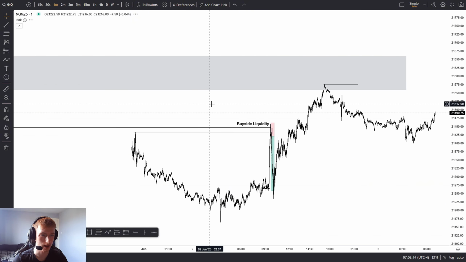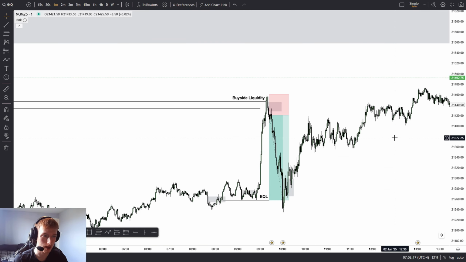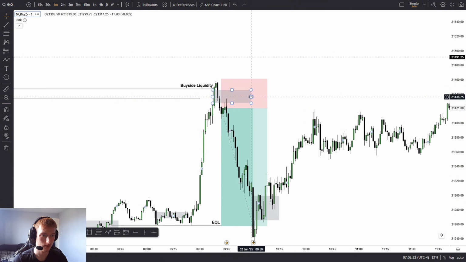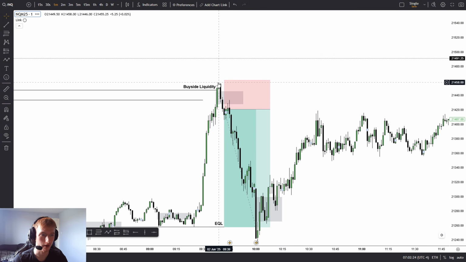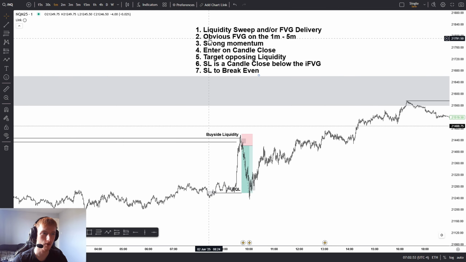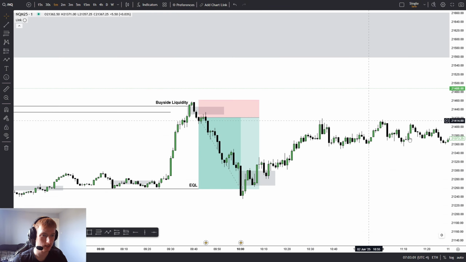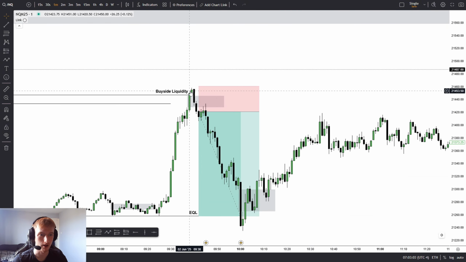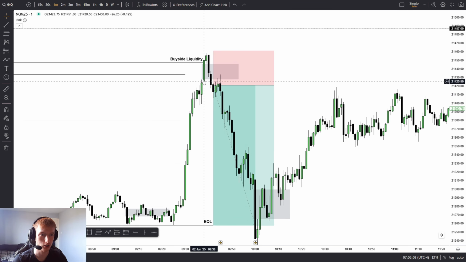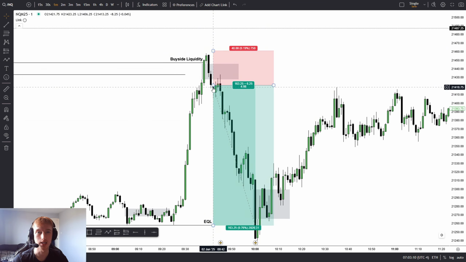So we come down to the 1 minute. As I said, I'm going on the 1 minute. I'm waiting to see how we react from these key levels. As you can see, I've marked out this fair value gap. We got the inverse fair value gap here. So next up, we've got the liquidity sweep and we've got the obvious fair value gap on the 1 minute to the 5 minute chart. Then we're looking for strong momentum. Is this strong momentum? Yes, we've run into the fair value gap. We've swept liquidity. We've got two massive bearish candles and we've closed straight through the fair value gap as if it's not even there.